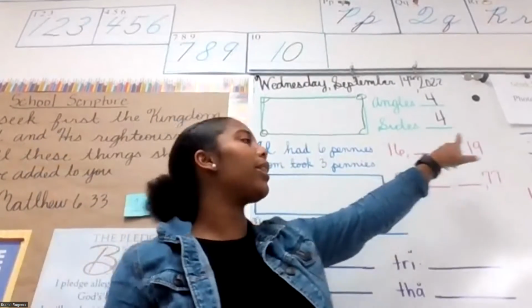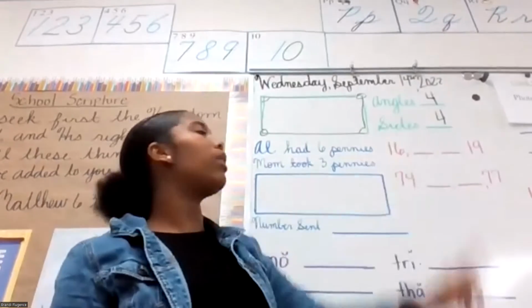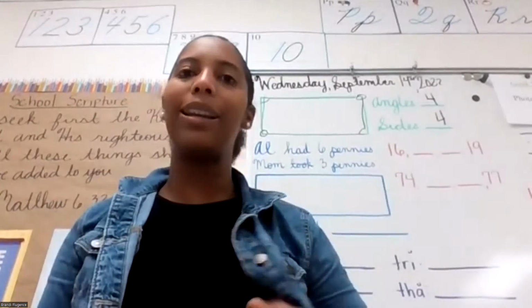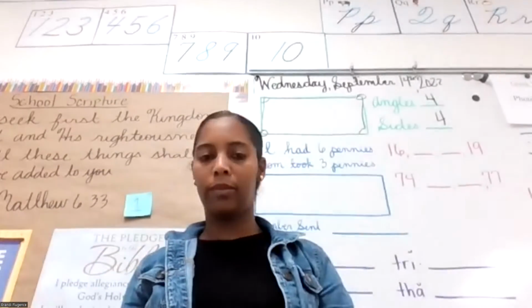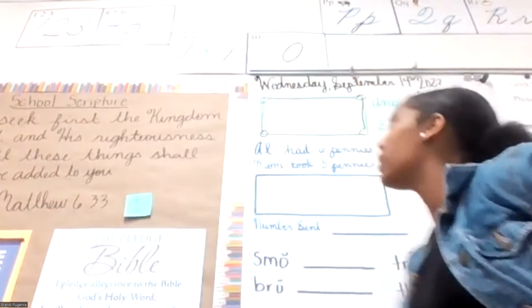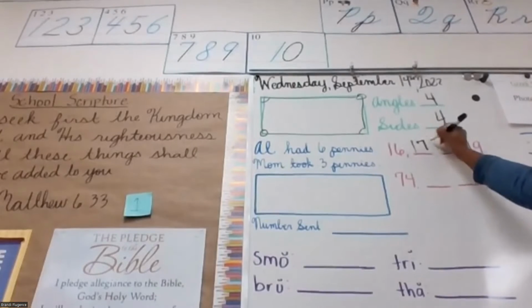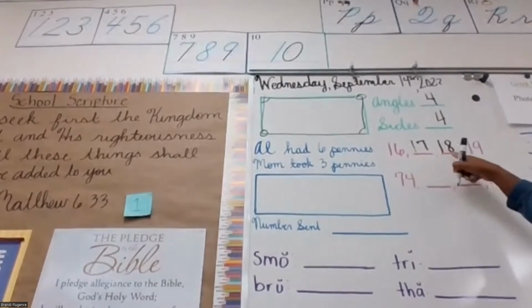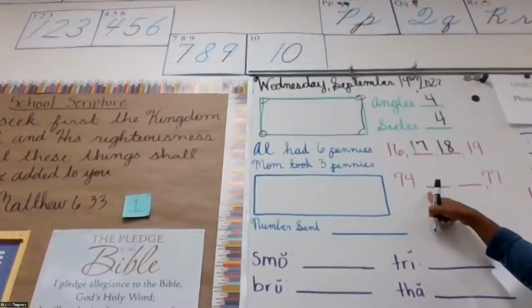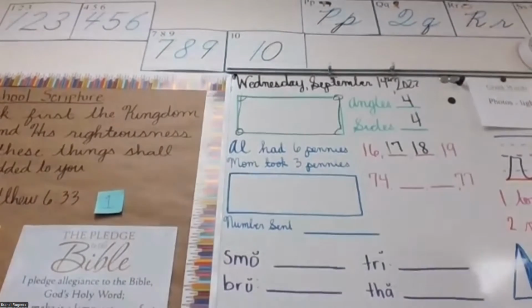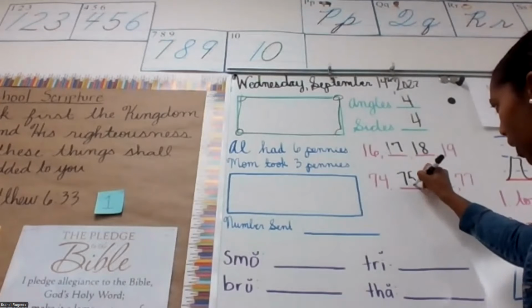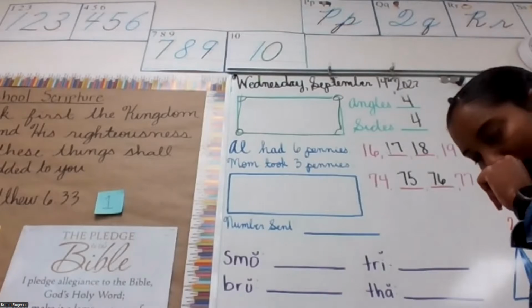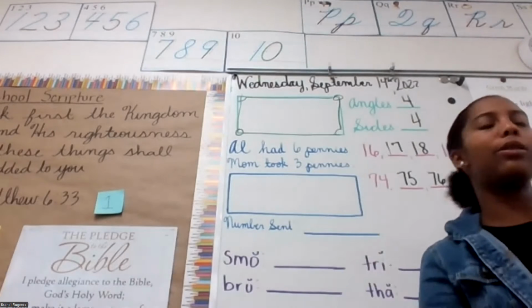All right, let's review in between numbers. So I'm starting with 16 and I will end with 19. What two numbers are missing in between 16 and 19? 17 and 18. And then remember, guys, count it to make sure that it's right. 16, 17, 18, 19. Next, I have 74, and I'm ending with 77. What two numbers are missing, Cairo? 75, 76. Awesome. Okay.